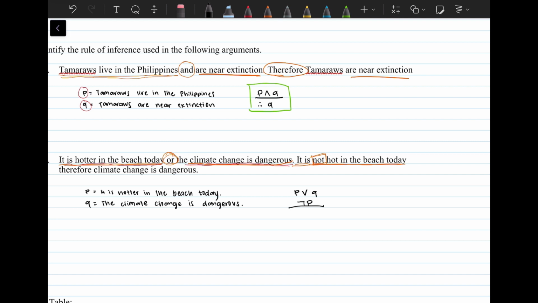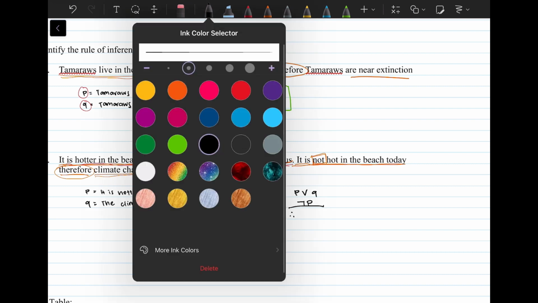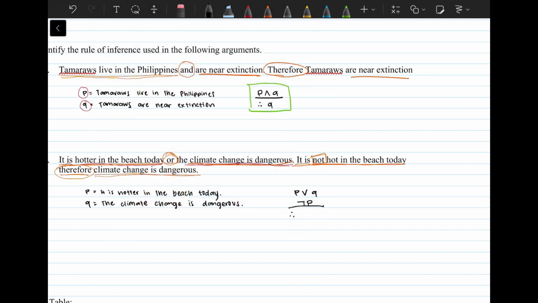Therefore, we have to put the line now and the three dots forming a triangle to conclude our whole thought. So our concluding thought is climate change is dangerous, which is our letter Q. And with that being said, this type of rule of inference falls under the disjunctive syllogism. And that is how you identify which rule they fall under.